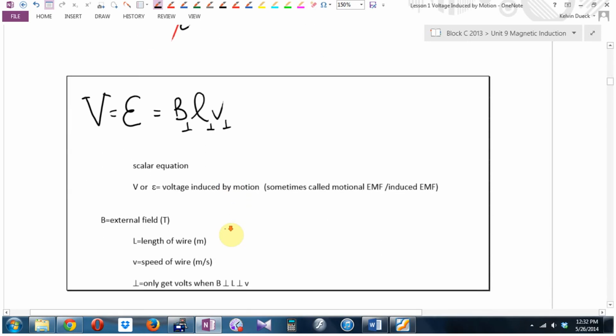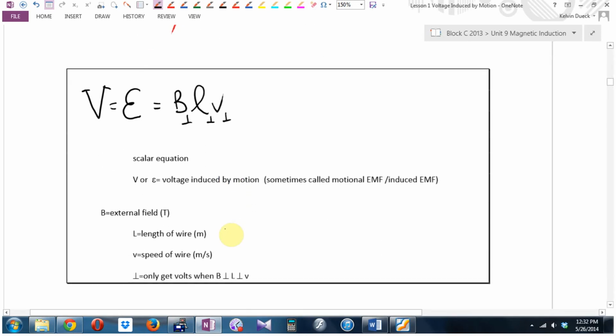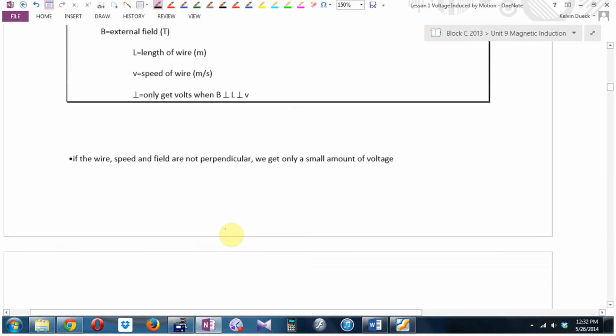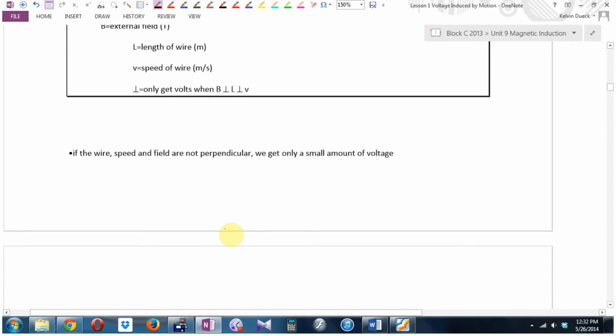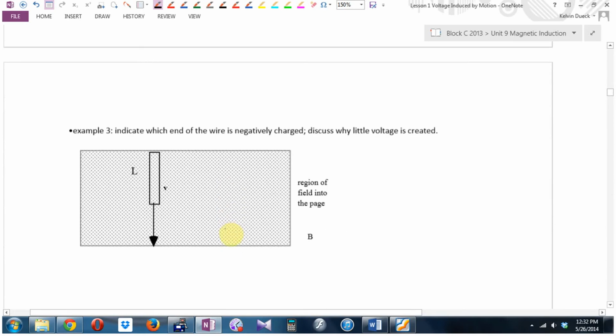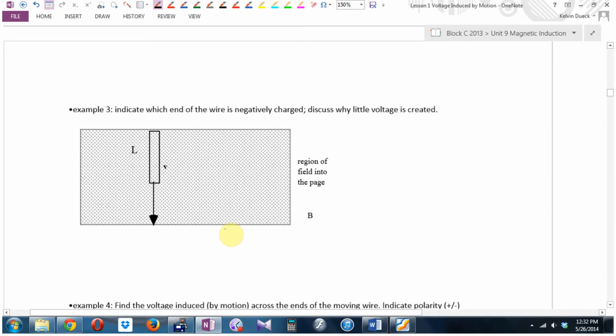Okay, so where B is the external magnetic field in Teslas, L is the length of wire, V is the speed of the wire, and they're perpendicular. You only get volts when all of them are at right angles to each other. We're going to talk about that as well. If they're not perpendicular, you only get a small amount of voltage. Look at example 3. Next page.